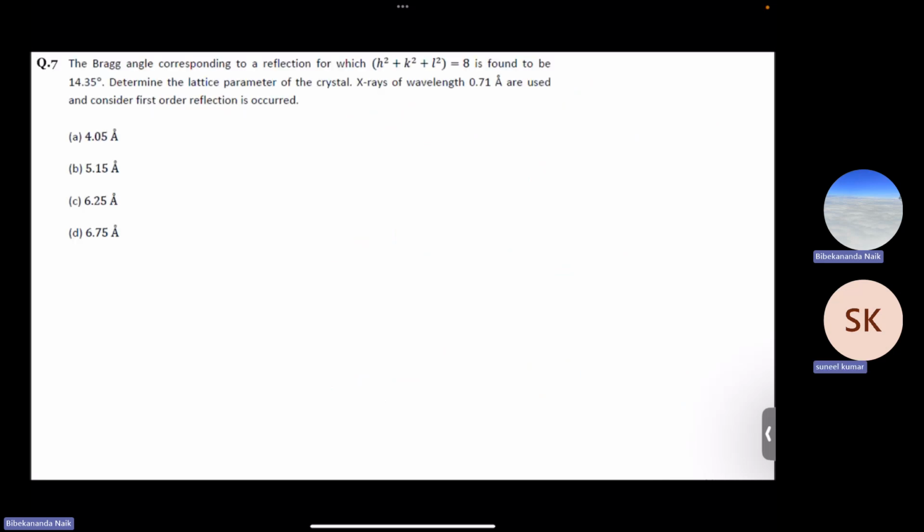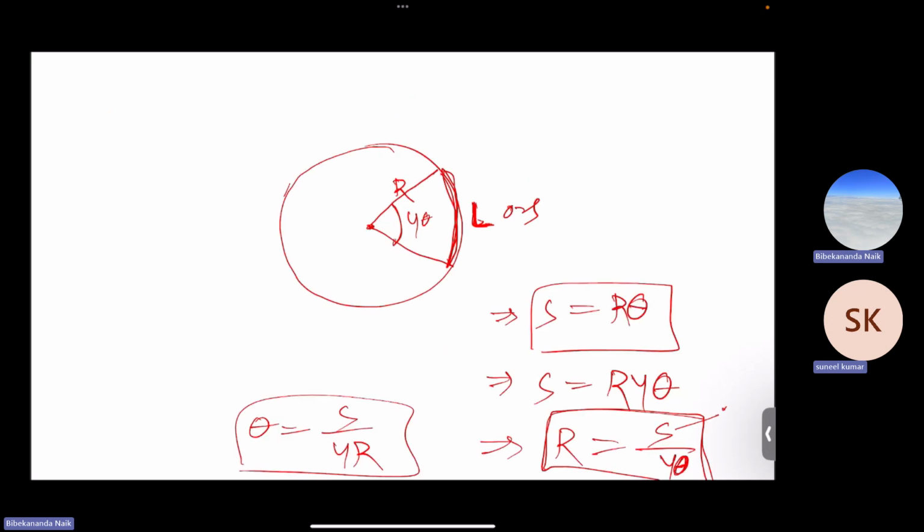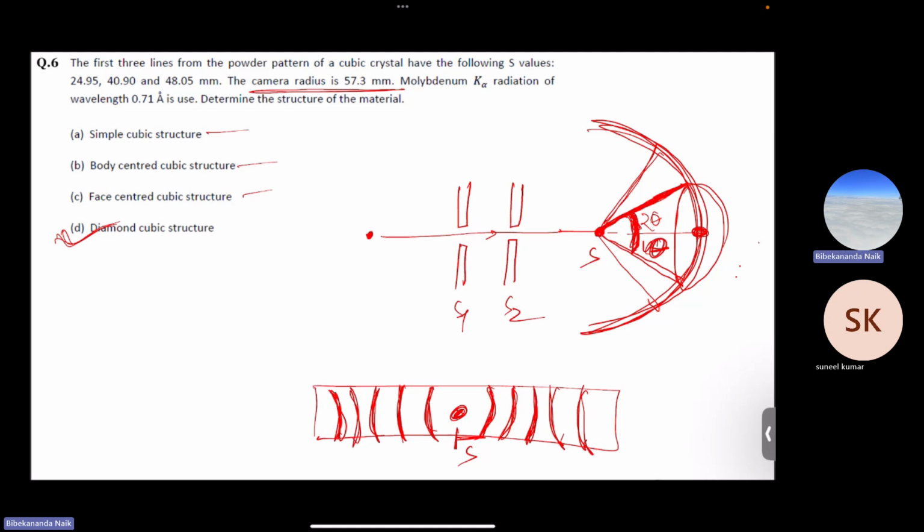So the question number 7. Sorry, in the previous question, the scattering angle is given as 2 theta, then why is it taken as 4 theta? Can you explain, sir?